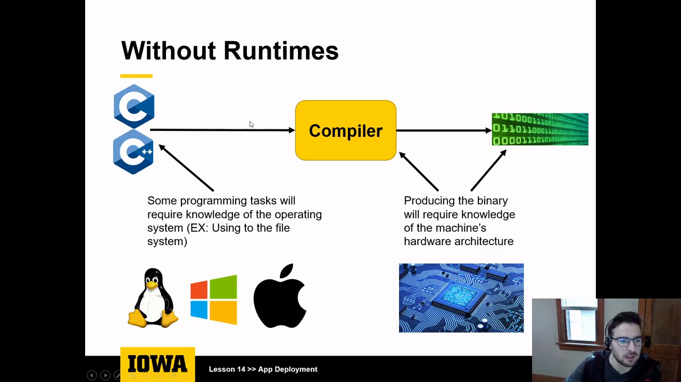Okay, so there's that. Additionally, some programming tasks require knowledge of how the operating system needs to be interacted with. The file system on a Windows machine is different than the file system on a Mac. That can lead to some differences in how you program the communication between your program and the operating system it's hosted on. So this tends to be a little bit more complicated of an environment, and that is because there is no intermediate runtime.